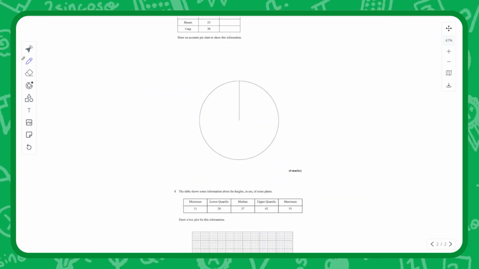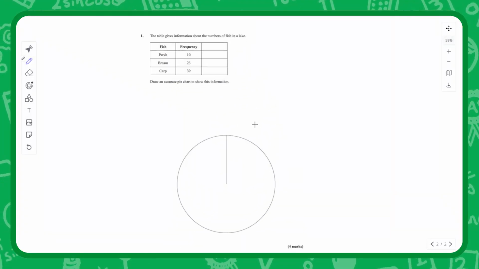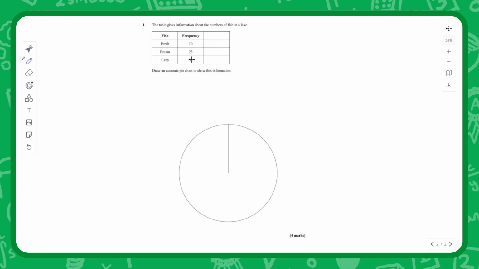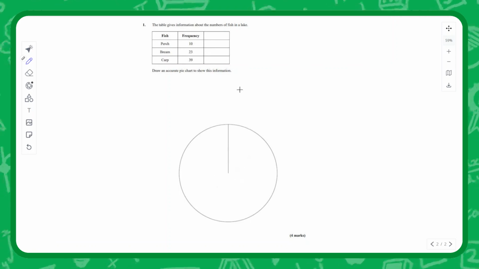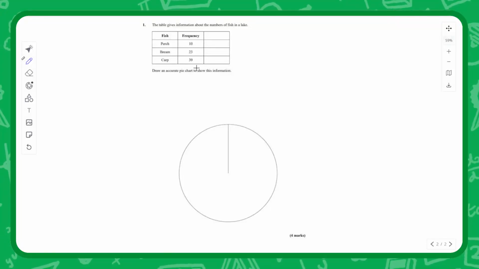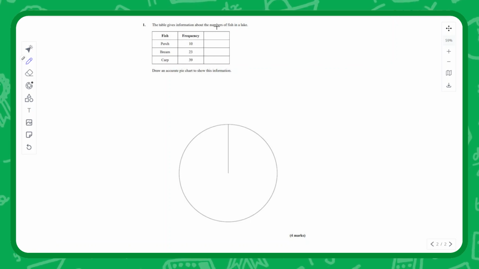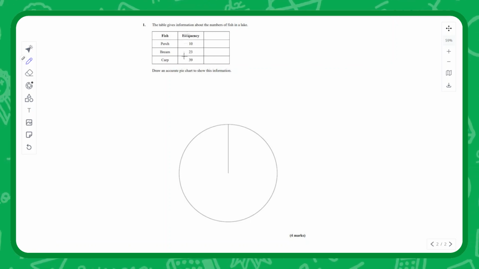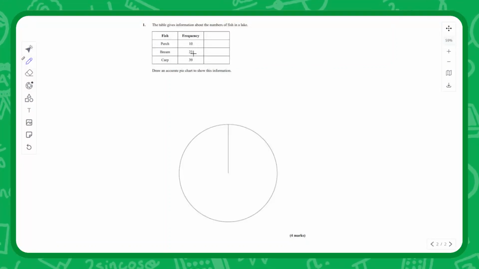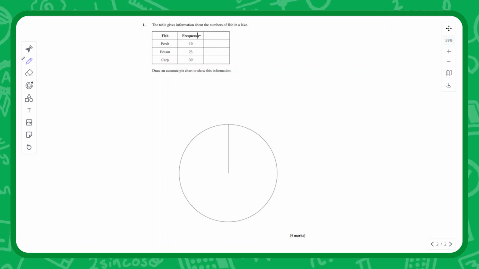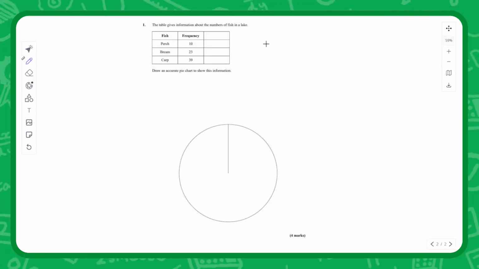Let's do a couple of example exam style questions. So first of all, let's look at this pie chart. Again, we need to work out the fraction of the circle that represents 10 out of however many in total. First of all, we need to work out the actual total number of fish in this case, the total number of fish in our sample. So I can do 10 plus 23 plus 39, and I'm going to be super lazy on the calculator. That's 72 in total.